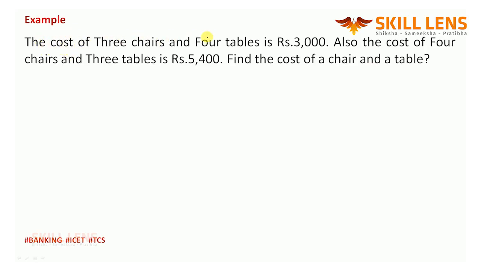The cost of 3 chairs and 4 tables is 3000. Also the cost of 4 chairs and 3 tables is 5400. Find the cost of chair and table. I want the cost of chair and table. How many equations do you have? 2 equations. How many variables do you have? 2 variables. Just now we have seen how to do it.